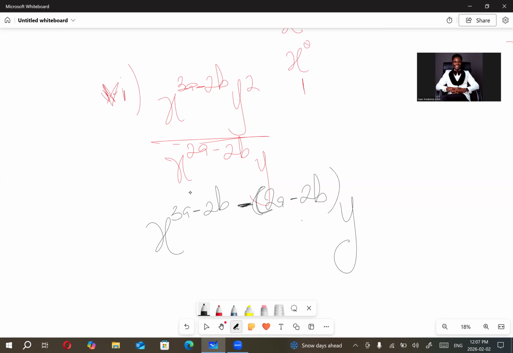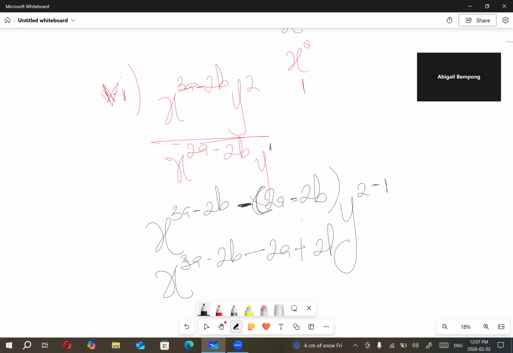Y, the bases are the same. So y to be 2 minus. Remember, if the number is standing there without an index, it is power 1. So it was just a few issues with your algebra, which I think I'm retraining you so you get better. So here will be 3a minus 2b. Now expand. That'll be minus what? 2a. When minus meets minus, it's plus. So plus 2b.